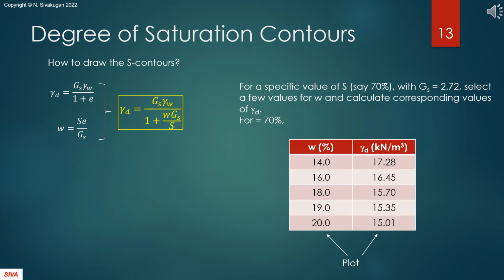How do we develop the contours for different values of S? From the phase relations, we express the dry unit weight in terms of Gs, w and S. For a specific value of Gs and S, substituting different values of w, the corresponding dry unit weights can be determined.